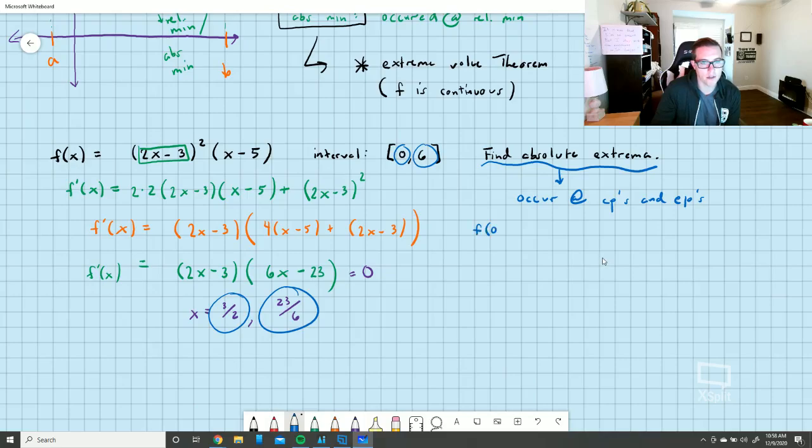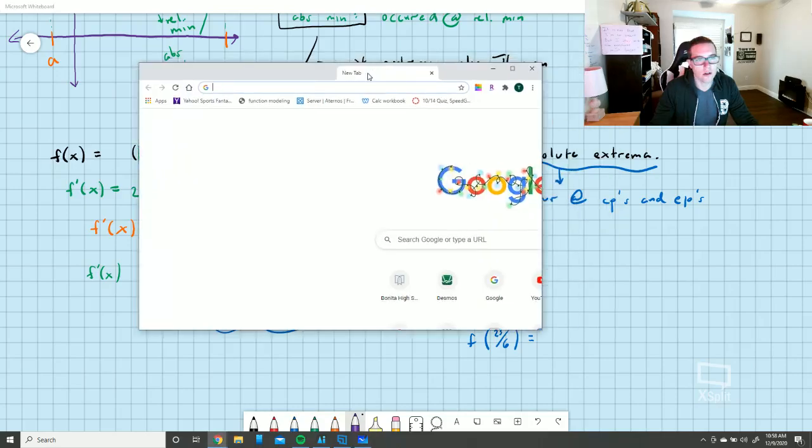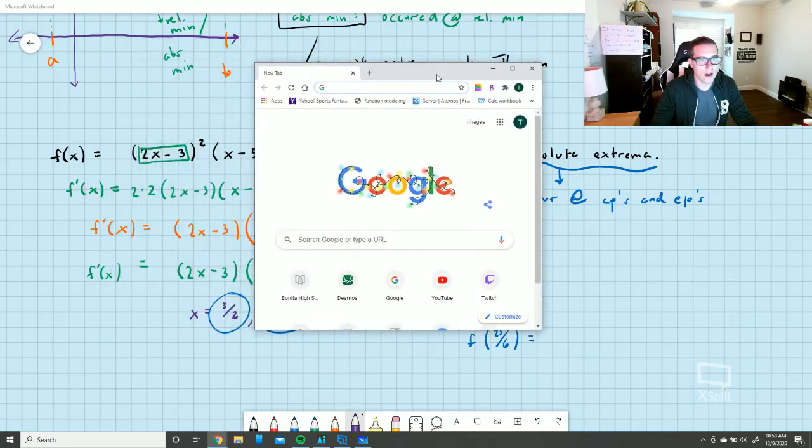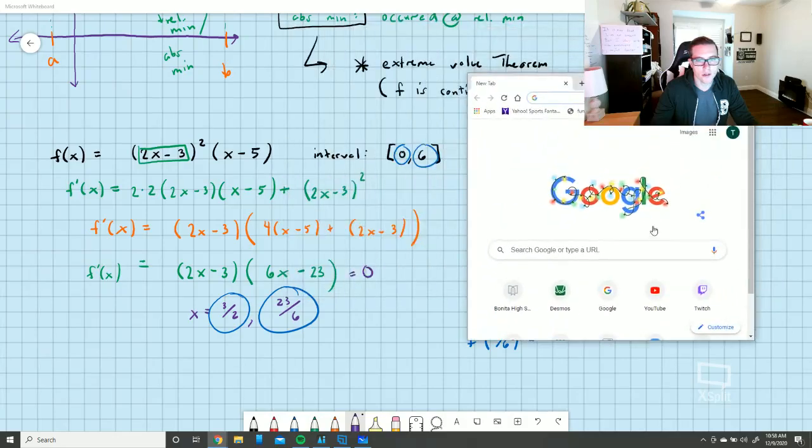I'm going to find all four of these values: f of 0, f of 6, f of 3/2, and f of 23 over 6. The highest one is going to be your absolute max, and the lowest is going to be your absolute min. I'm going to cheat now because I don't want to do this by hand, and use the graphing calculator just to plug in these values.